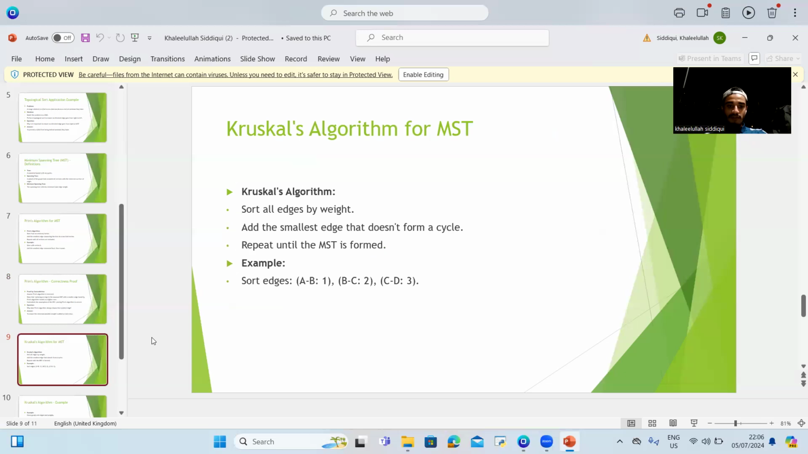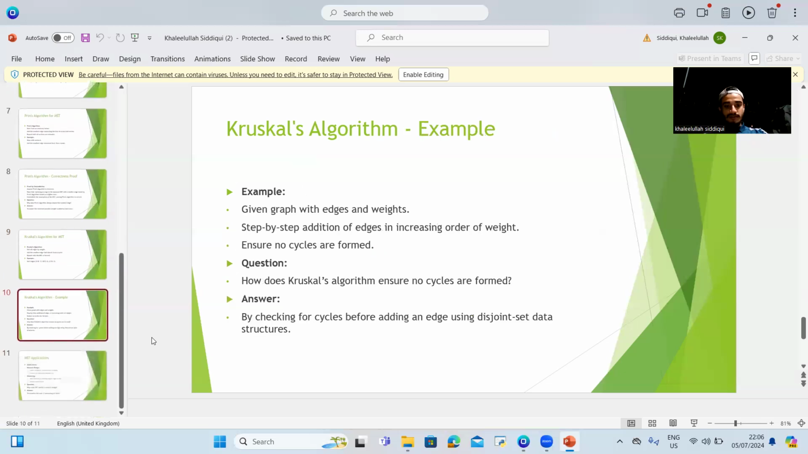Kruskal's algorithm for MST. Kruskal's algorithm sorts all edges by weight, adds the smallest edge that does not form a cycle, and repeats until the MST is formed. Example: sort edges, A to B is 1, B to C is 2, C to D is 3.